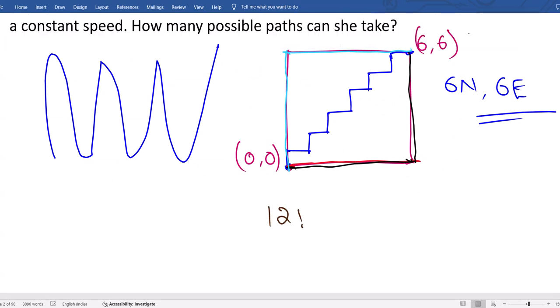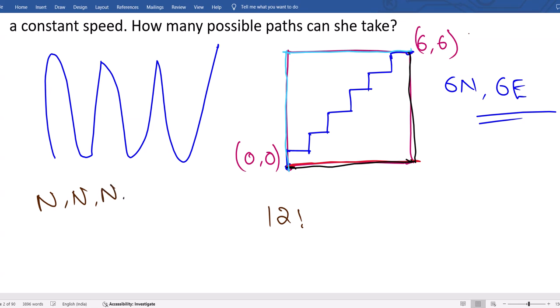Why, sir? See, 6 north, 6 east. First, I can go 4 steps north, then 4 steps east, then 2 steps north, 2 steps east. You can go in any different ways, right? So that's why 12 factorial. It's almost like 12 letters are there.